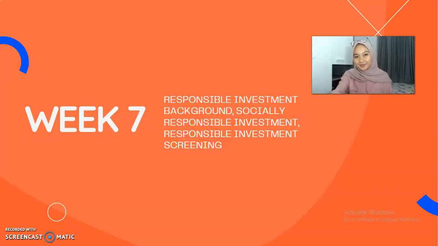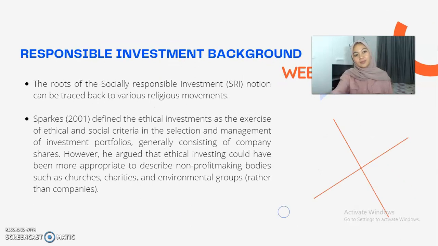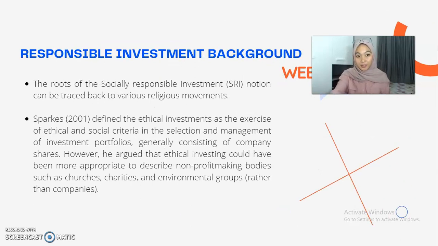Week 7. Responsible investment background. The roots of the socially responsible investment, or SRI nation, can be traced back to various religious movements. According to Sparkes in 2001, ethical investment is defined as the exercise of ethical and social criteria in the selection and management of investment portfolios, generally consisting of company shares.